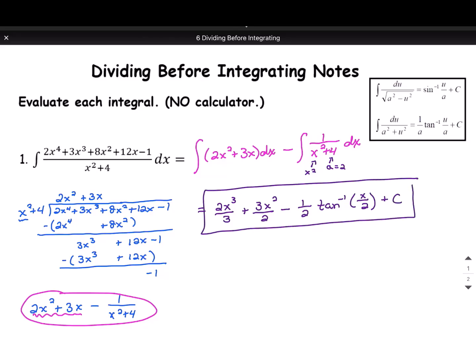Whew, look at all of that. And that all hinged on us doing long division first. Okay, let's try another one.